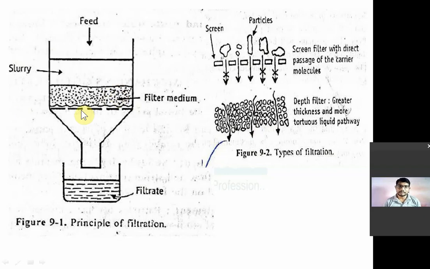When you initially pour the slurry, the mixture, the filter medium is completely open, so its pores are also open, and because of that the rate of filtration will be initially high.